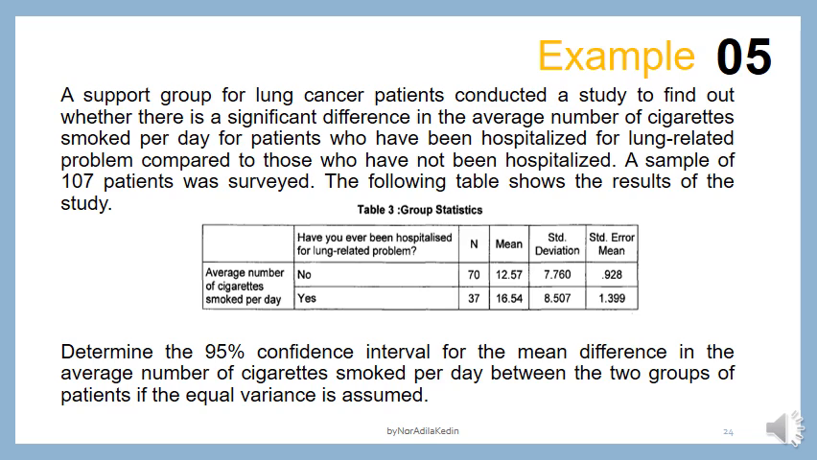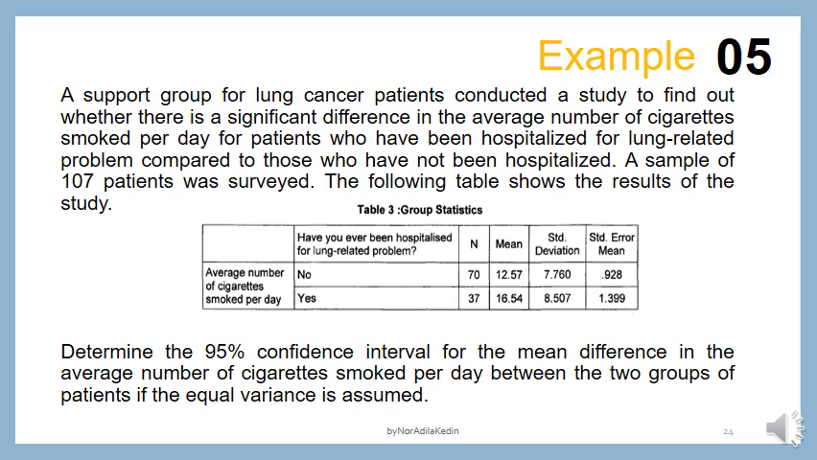So this is another example. A support group for lung cancer patients conducted a study to find out whether there is a significant difference in the average number of cigarettes smoked per day for patients who have been hospitalized for lung-related problem compared to those who have not been hospitalized. A sample of 107 patients was surveyed, and the following table shows the result of the study. So determine the 95% confidence interval for the mean difference in the average number of cigarettes smoked per day between the two groups of patients if equal variance is assumed.